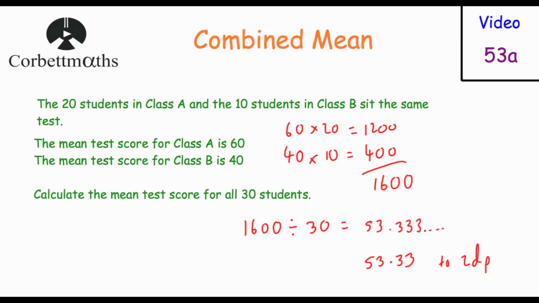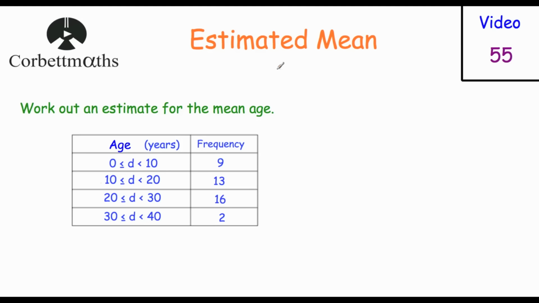Okay, let's have a look at our next topic. Our next topic is called the estimated mean, and that's video 55 in Corbettmaths. It's one of my favourite topics, and we've been asked to work out an estimate for the mean age. So we've got a group of people, and we know that there's 9 people from 0 up to 10. We've got 13 people from 10 up to 20. We've got 16 people from 20 up to 30, and we've got 2 people from 30 up to 40. And we've been asked to work out the mean age.